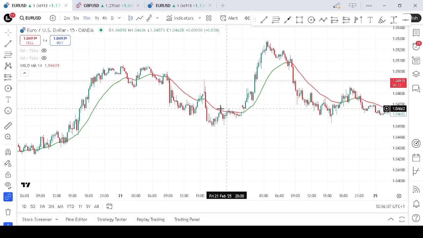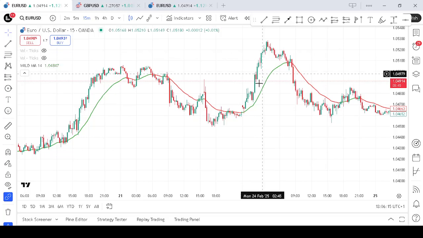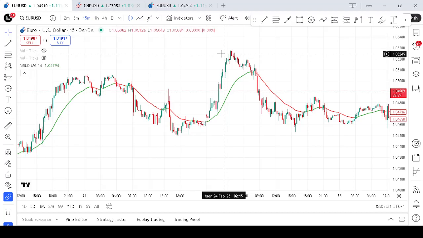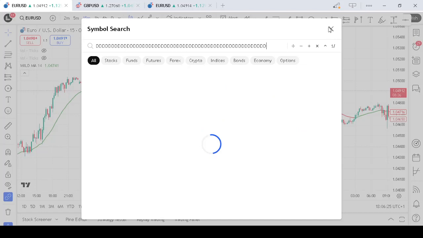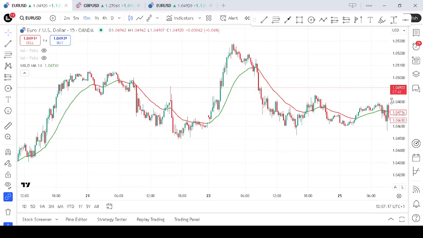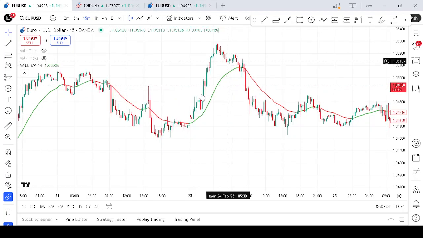For a bullish crossover, once price crosses above the moving average, it indicates a potential upward momentum. This is often seen as a signal to enter a long position. Like I said, when you see price cross over the moving average line, this indicates that we should look for a long position.